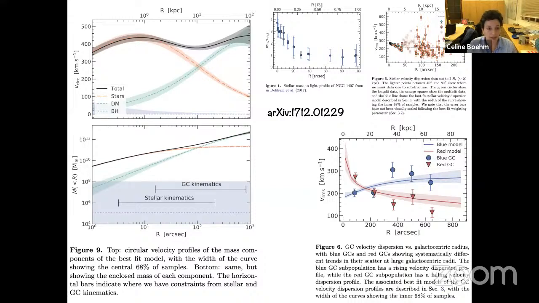You can see the total, which is fairly flat. Then you can see the stars, which is decreasing because there is dissipation. And you can see the dark matter going up, like for a spiral galaxy. And then there's a contribution from a black hole. So in this case it's more or less like a spiral galaxy. They're not all like that, but usually it seems like most of them contain dark matter.